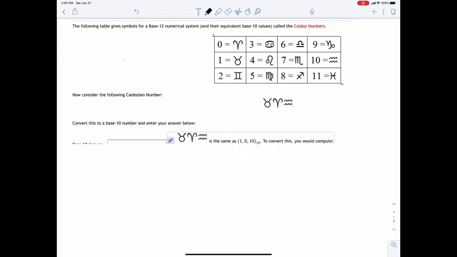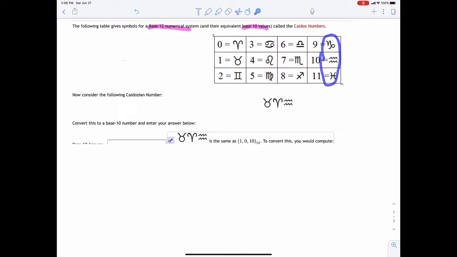Hi, so in this example, we're going to convert a base 12 number to a base 10 number. Notice that we are given here three symbols of the Kaitos number. Even though these are symbolic, there is a digit we can associate with each symbol. The Kaitos always just use symbols, and that could be because they didn't have the sophistication of writing or the Hindu-Arabic digits yet.